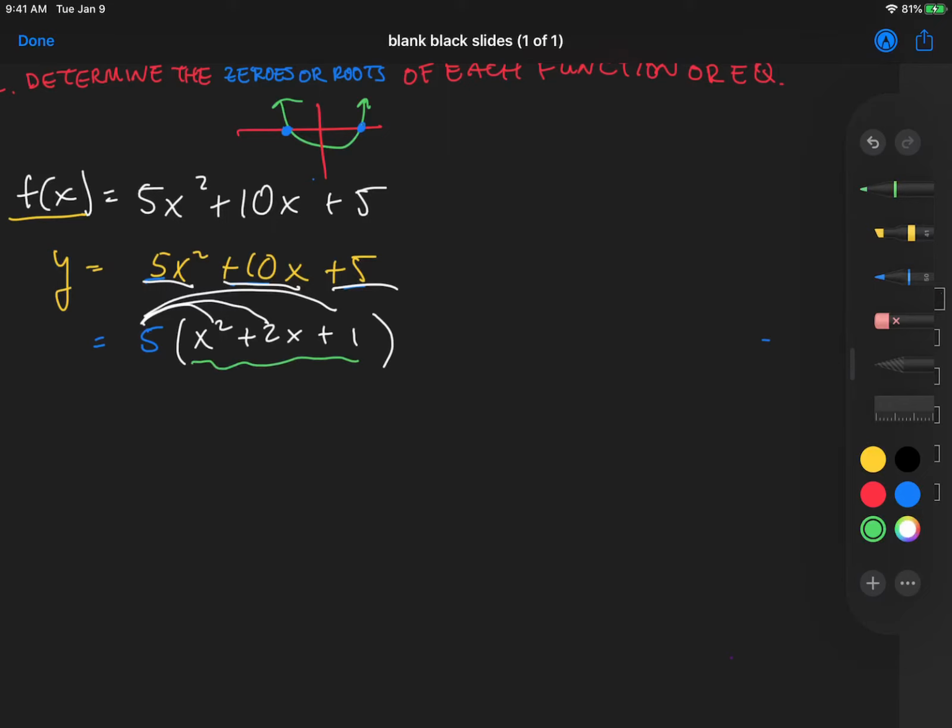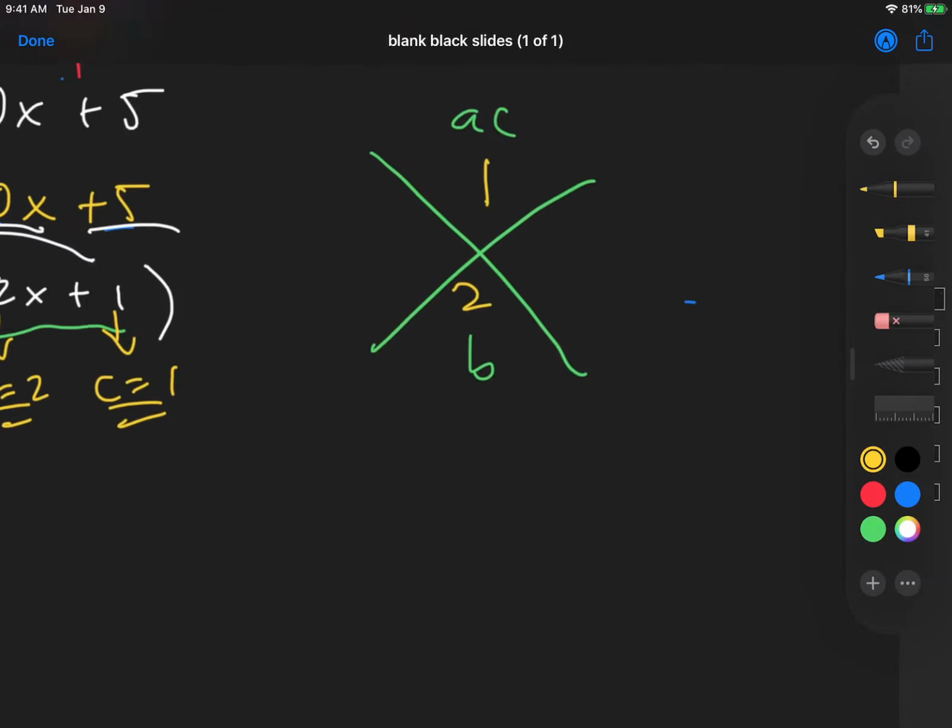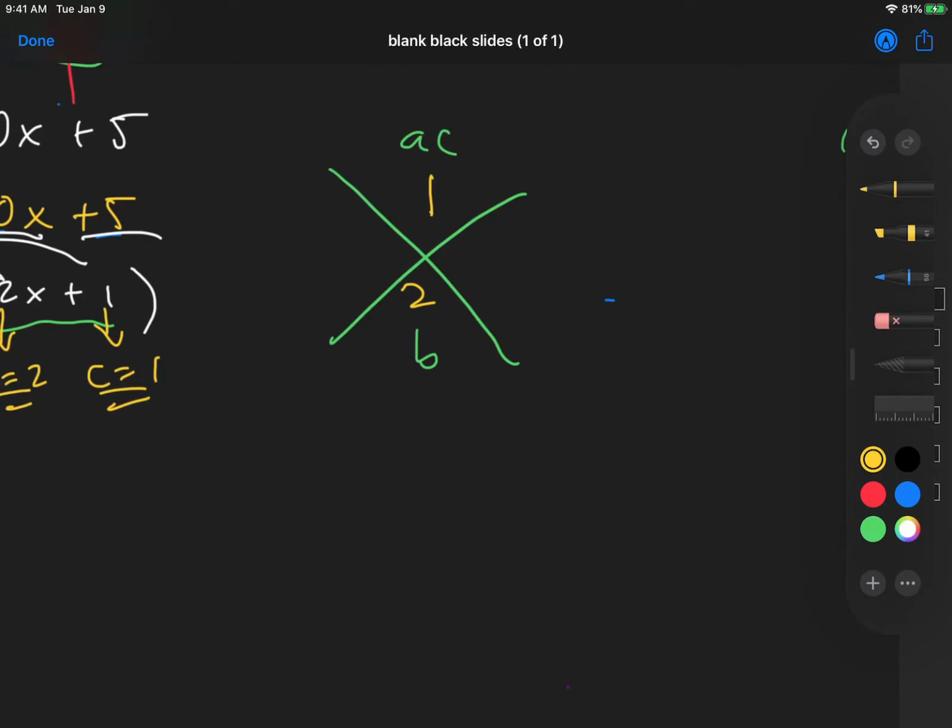Let's see if we can factor that in green. So my a value is 1, b is 2, and c is 1. So a times c is 1, and my b value is 2. What two numbers multiply to be 1? That would be 1 and 1. Let's write that. And if I add those together, 1 plus 1 equals 2.